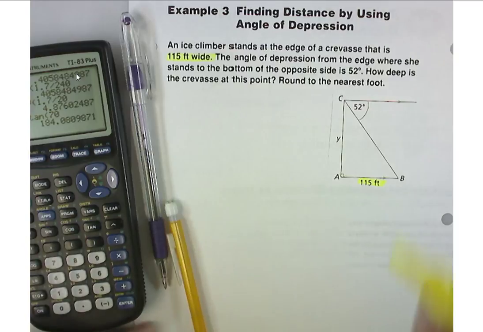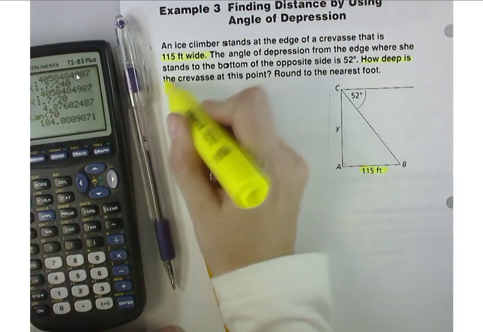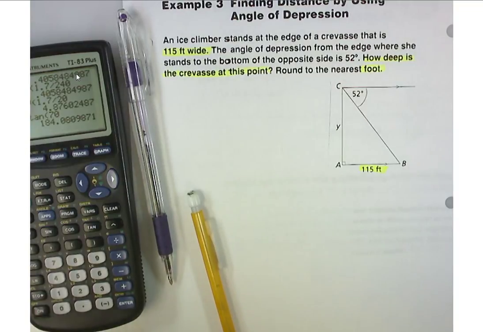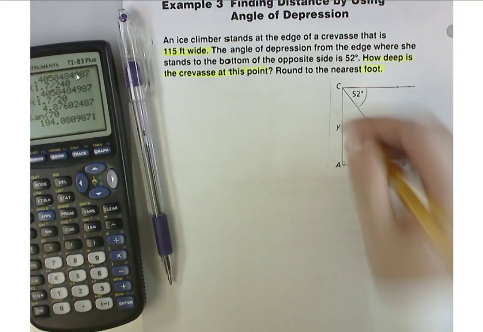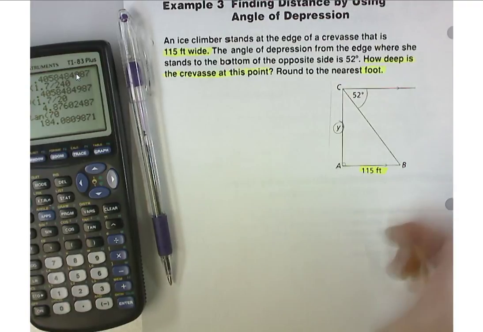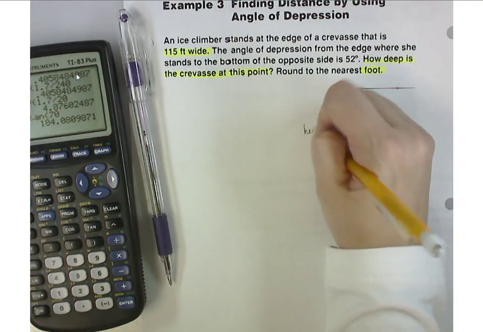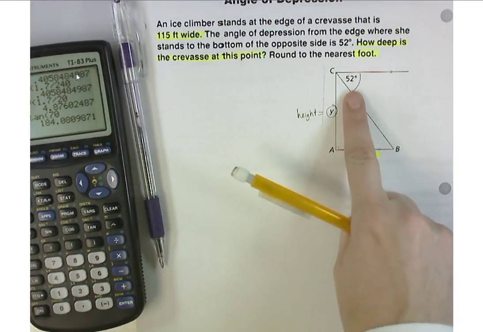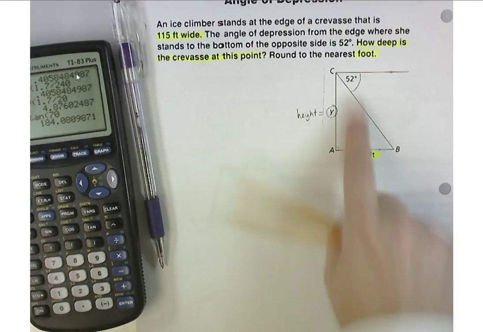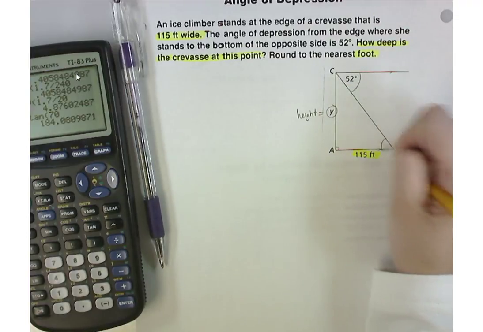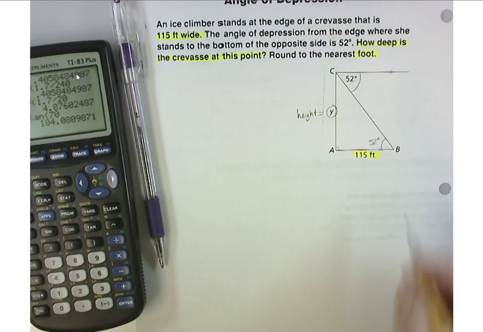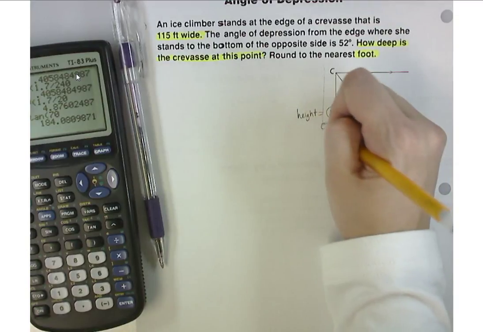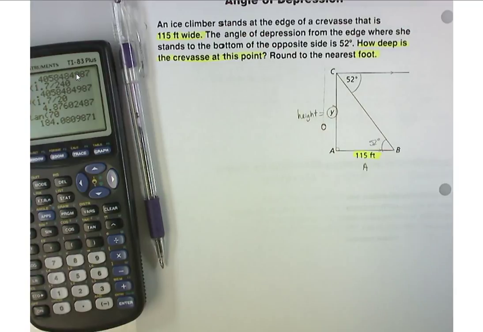What we have to do is figure out how deep the crevice is at this point, and then we're going to round to the nearest foot. How deep it is, again, is going to be the height, and so that's what we're going to solve for. Now, you can use alternate interior angles. You can see these two are parallel, so if this is 52 degrees, this is also going to be 52 degrees. What I have is the side directly across from it, so this is the opposite side, and this is the adjacent side.